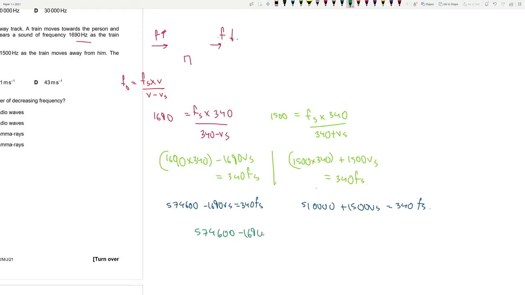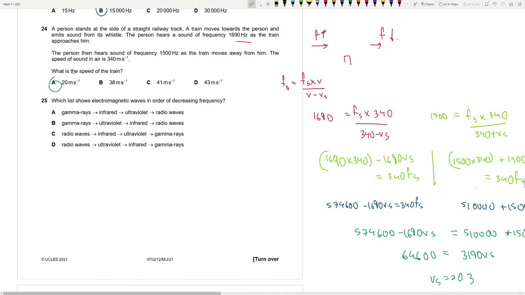574600 minus 1690 Vs is equal to 510000 plus 1500 Vs. Okay, so 1500 plus 1690, that's 3190 Vs. 574600 minus 510000. This is so annoying. 64600 divided by 3190 gives us a value of Vs equals 20.3. Okay, let's look for the answer. 24 should be A logically.